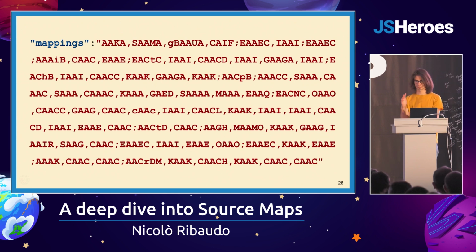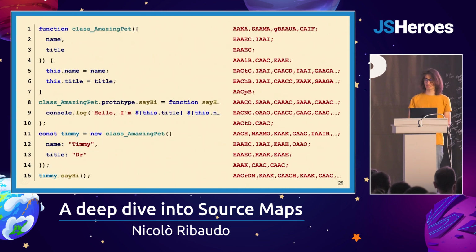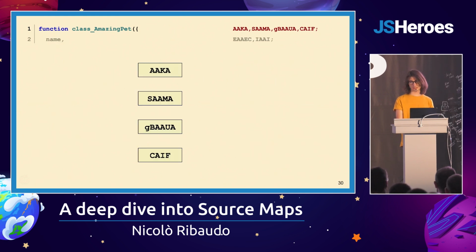First of all, you might see that we have these random words divided by commas, by semicolons. What's happening here is that these are basically sentences that are telling the browser line by line what's happening. And the sentences are split apart by semicolons. So we can actually start breaking our mappings apart and saying, okay, this first line of our code, function class underscore amazing path, is mapped by this AAKA, SAMA, GBAWA, KAIF. So let's just focus on that. What does that mean? Again, now we have this first sentence.